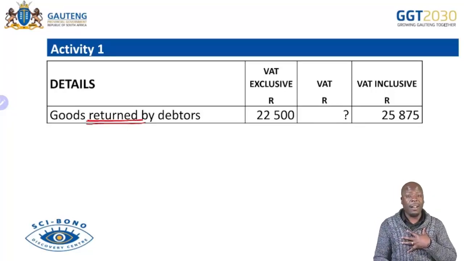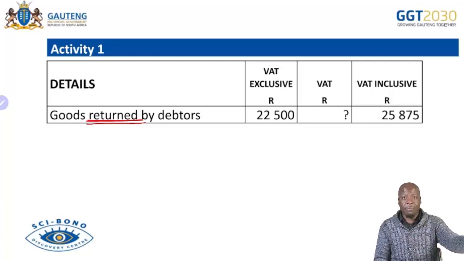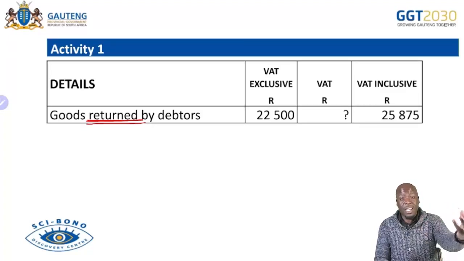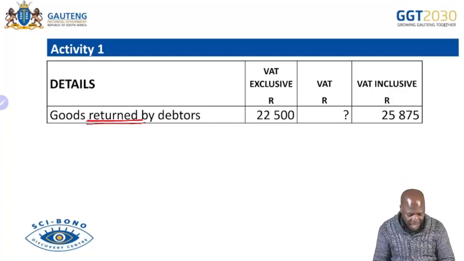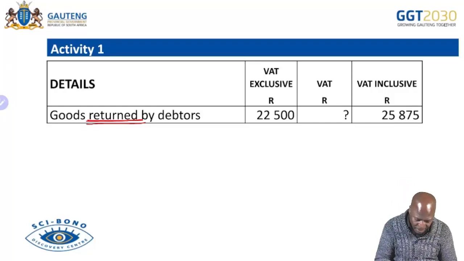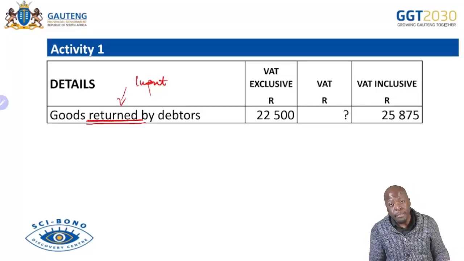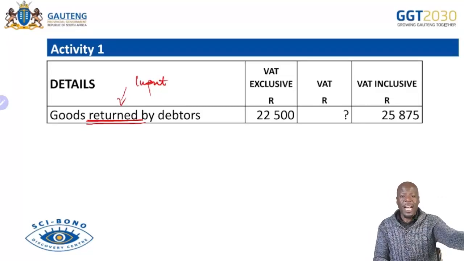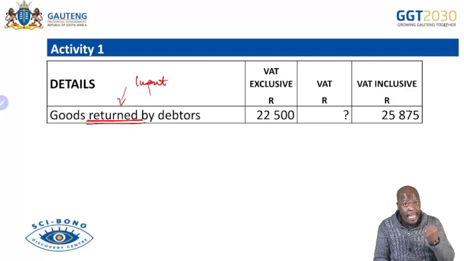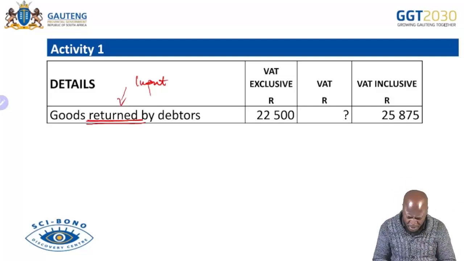We are the business. We sold goods to a debtor. Goods went out. Output. Now, that debtor is returning goods back to us. When he's returning goods back to us, the goods are coming in. So returns definitely has to be input. I just followed the goods in this case. We sold, goods went out, output. The goods are coming back in, it becomes input VAT.